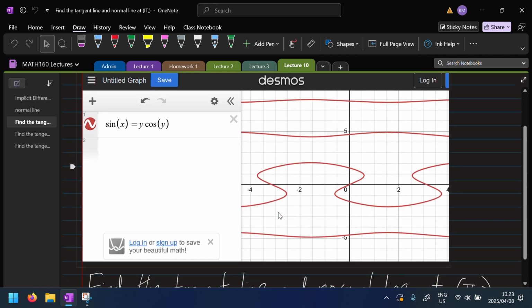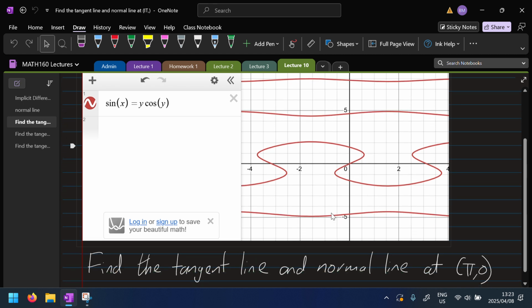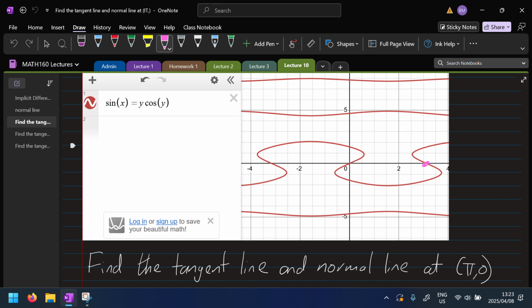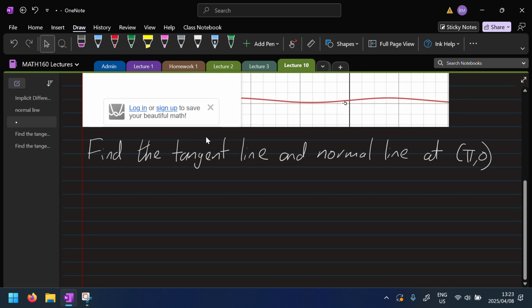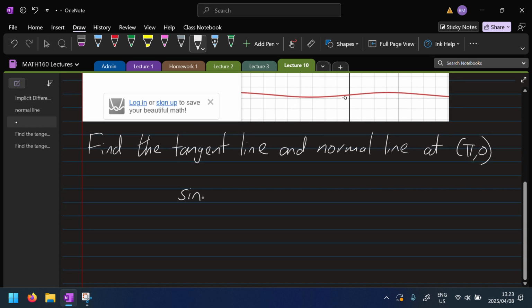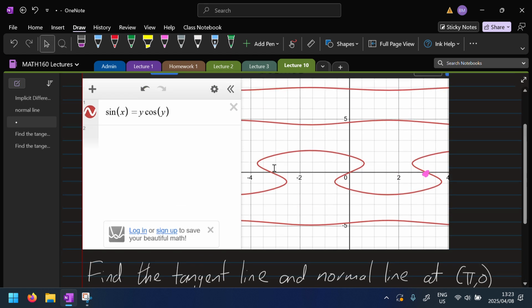Okay, so here we have an even more complicated curve. This can definitely not be written as y equals a function of x. Okay, but we still would like to find the tangent line and normal line at pi, 0. So that's going to be at this point over there. Yeah, so as before, we start off with the equation for the curve. Sine x equals y cos y. Okay, so that's the equation for this curve.